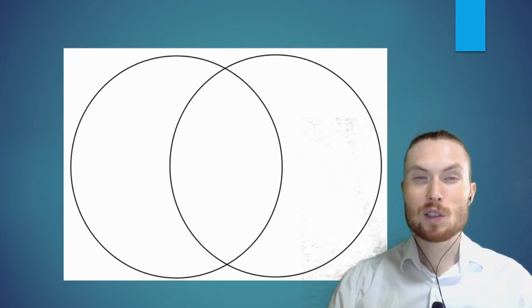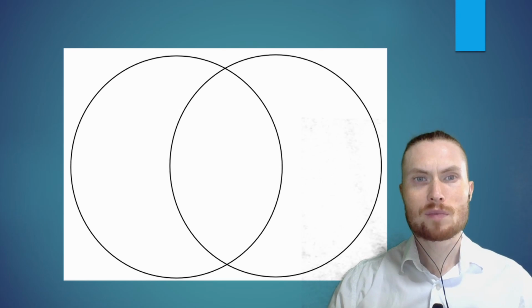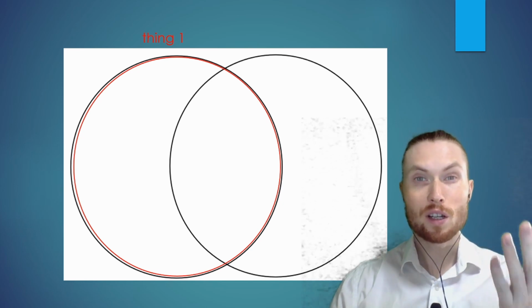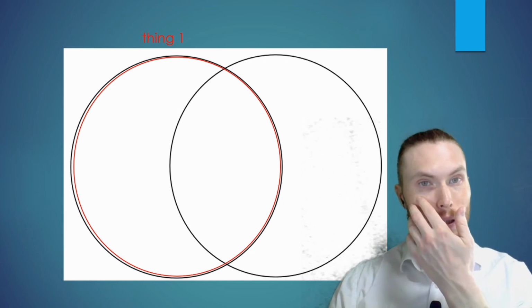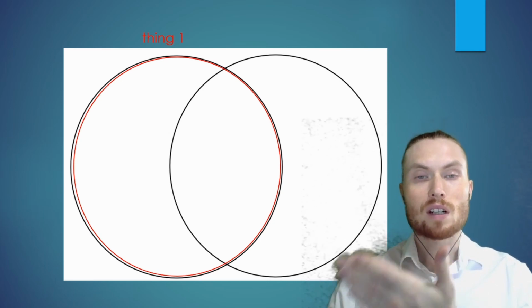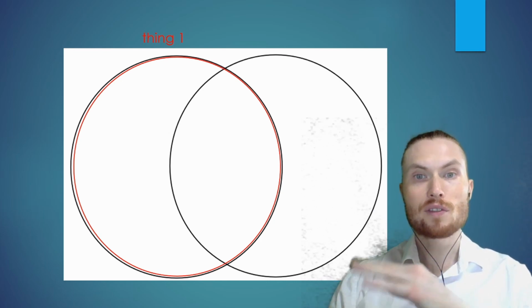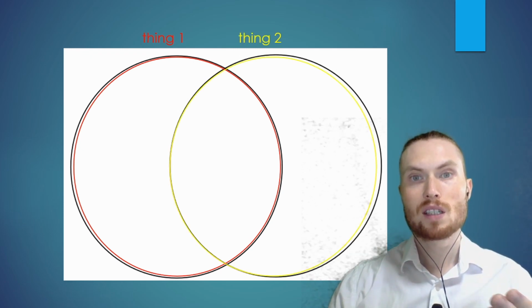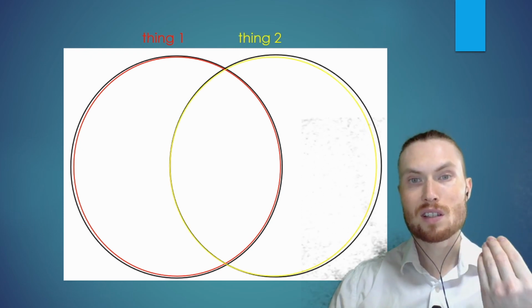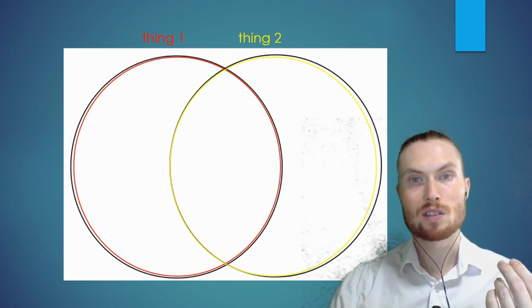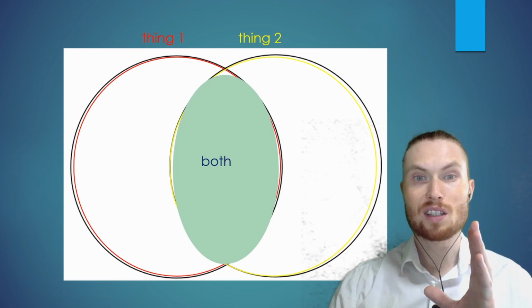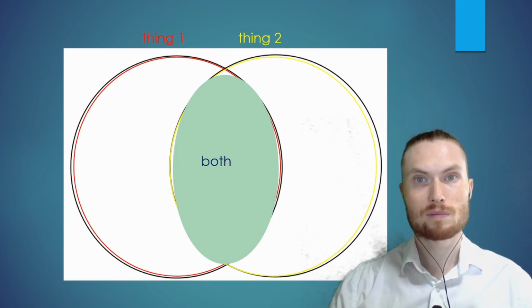And so how do we interpret this diagram? So the circle on the left represents thing 1. So if we're comparing, for example, thing 1 and thing 2, thing 1 on the left is everything inside that red circle describes thing 1. And with thing 2, everything inside the yellow circle describes thing 2. So notice in the middle, there's a section that describes both things.